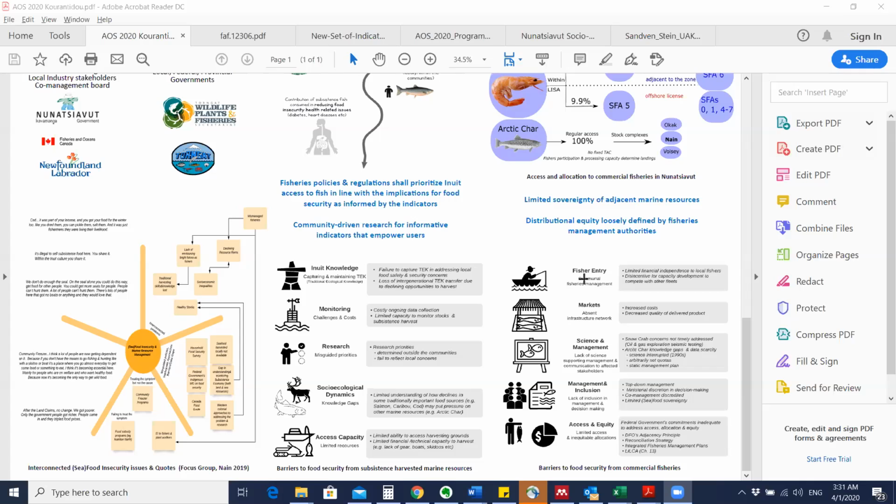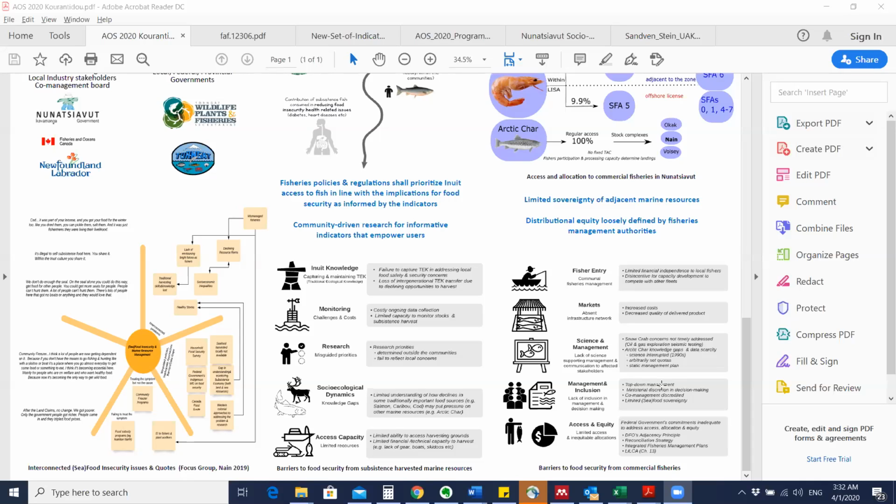And then moving on to the barriers for the commercial fishery, starting from the bottom, an important barrier is that access and allocation to commercial fisheries adjacent to Nunatsiavut is very limited, with distributional equity very loosely defined by federal government authorities. Second, sovereignty over marine resources is very limited, as despite the existence of co-management structures, decision-making remains at the ministerial discretion. Then science is largely missing to support management.